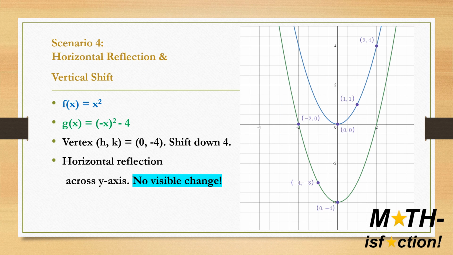Scenario 4, the vertex is (0, -4), but we only have a shift down 4. Next, our B value is negative 1, so that's a horizontal reflection across the y-axis. No visible change with that horizontal reflection.